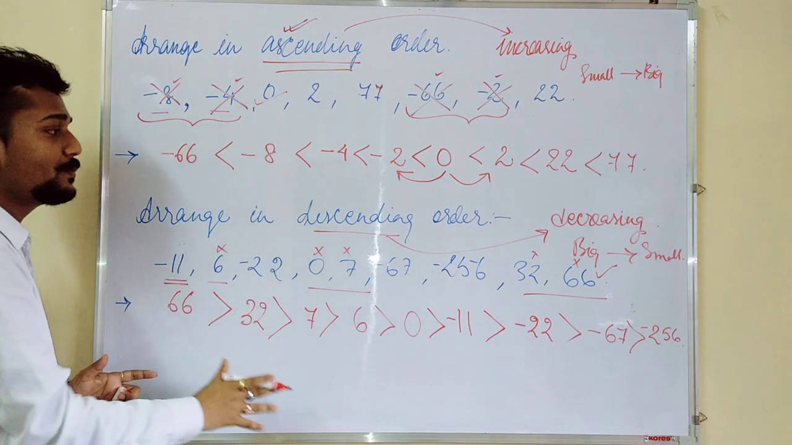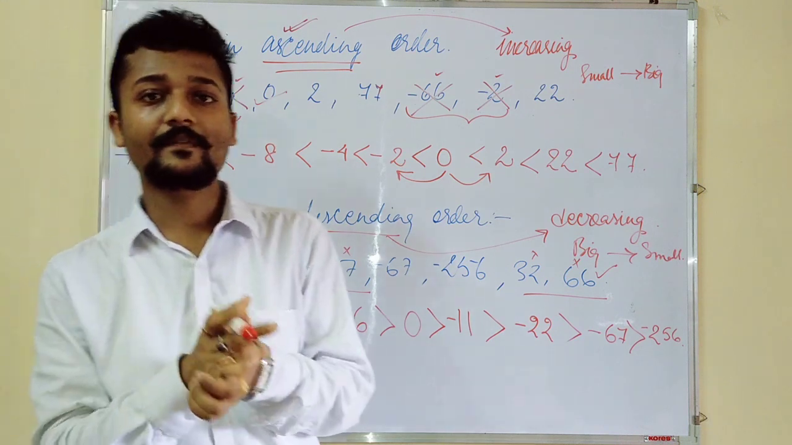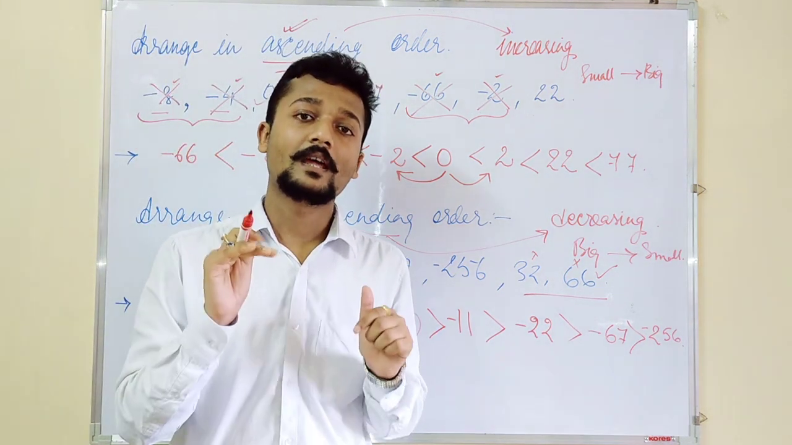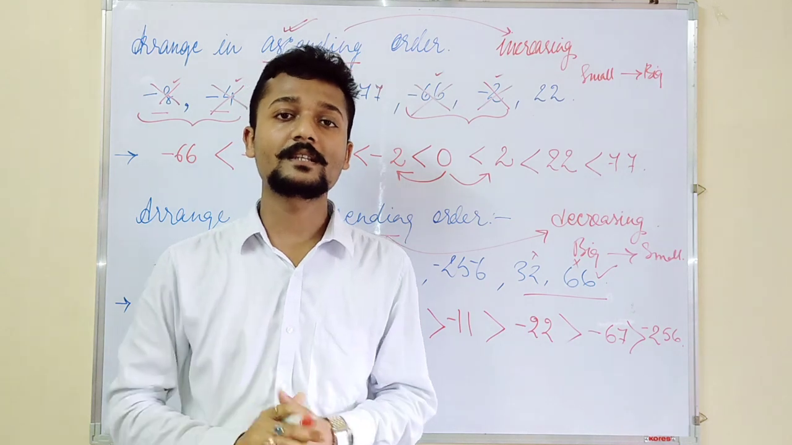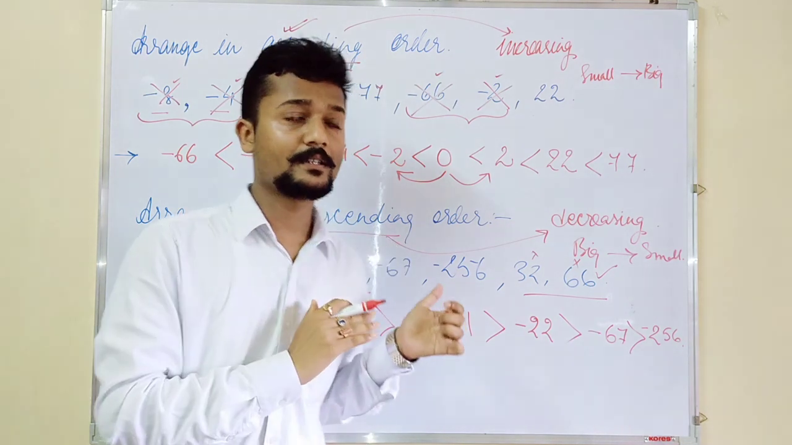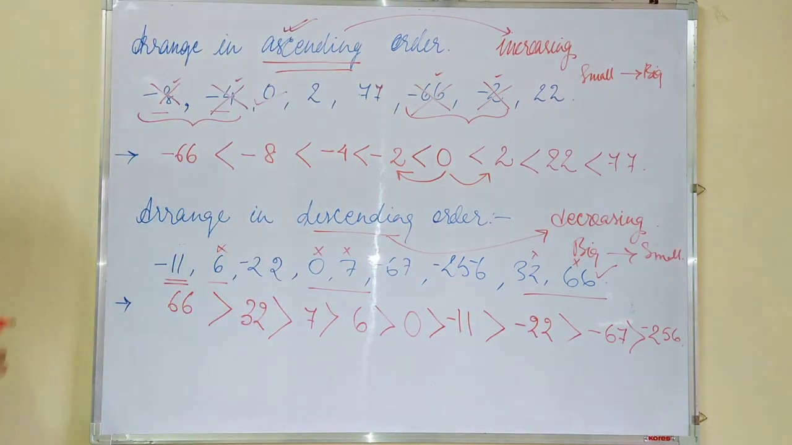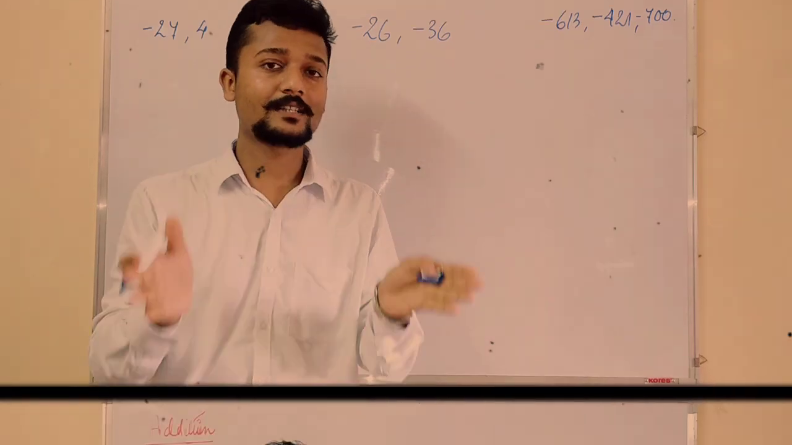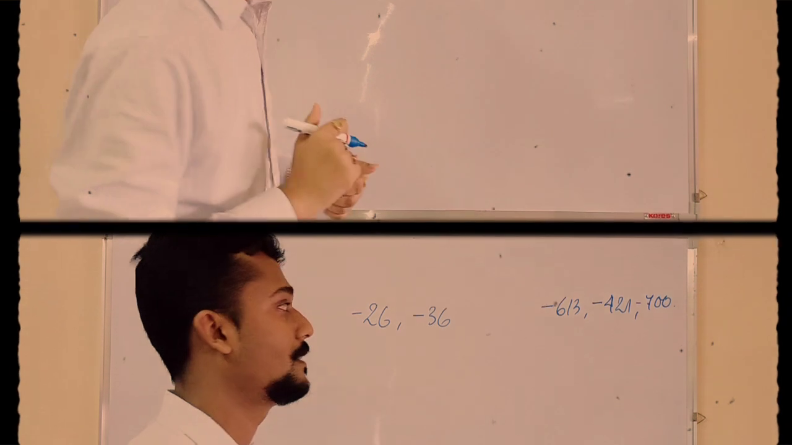Okay, so with this we have understood how to arrange integers in ascending as well as descending order. Hope you have understood till this much. So please note it down. Let us move on to the next part of this topic.